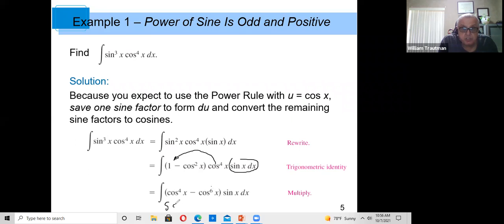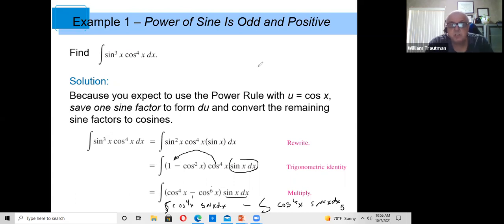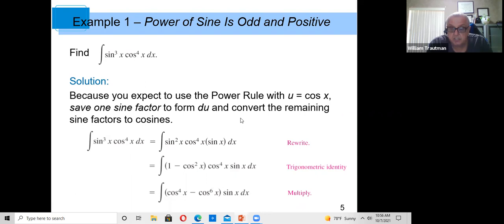We can integrate cosine 4x with this. This is that sine x dx, and then minus integrating cosine to the 6th x sine x dx. So that's what's going to happen next. You just integrate that individually.